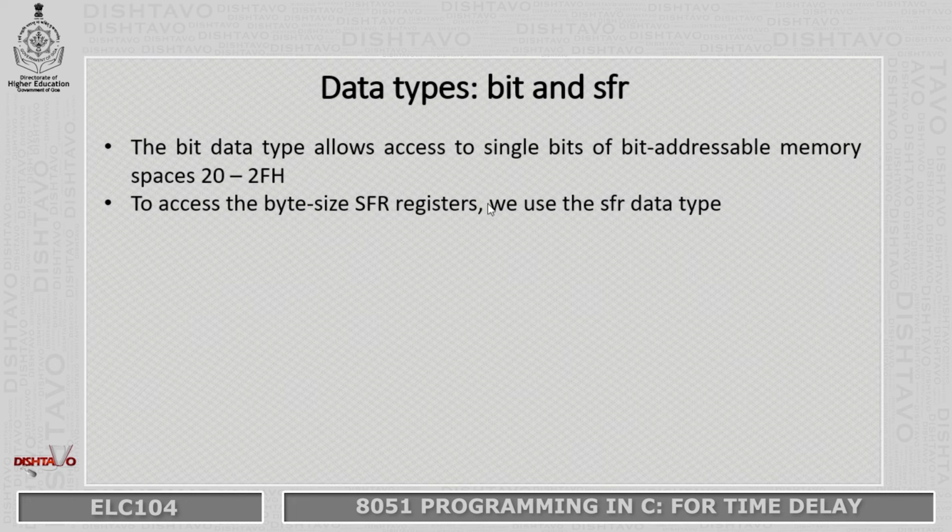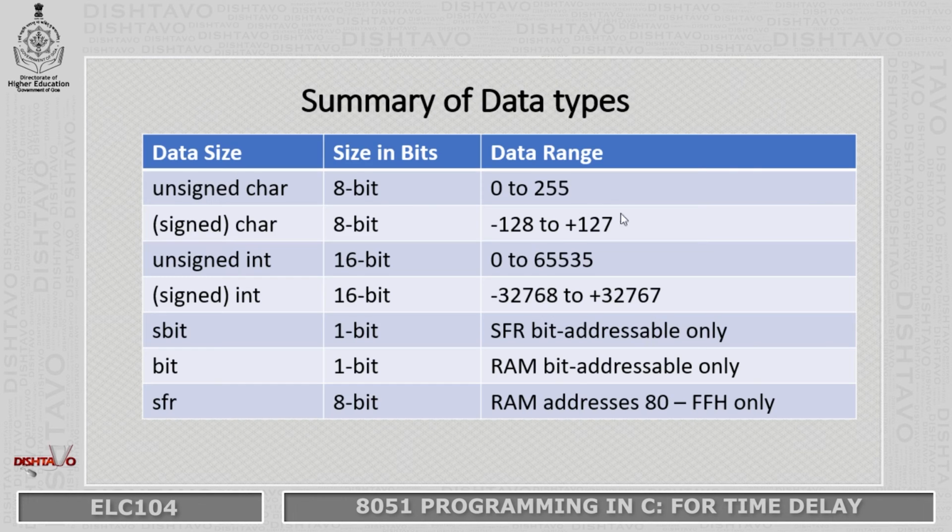To access the byte size special function registers, we use the special function register data type. Here, a quick summary of the data types is mentioned. Unsigned char is 8-bit and goes from 0 to 255. Signed char is again 8-bit and goes from -128 to 127. Unsigned int is 16-bit and goes from 0 to 65,535. And signed int is 16-bit and goes from -32,768 to 32,767.